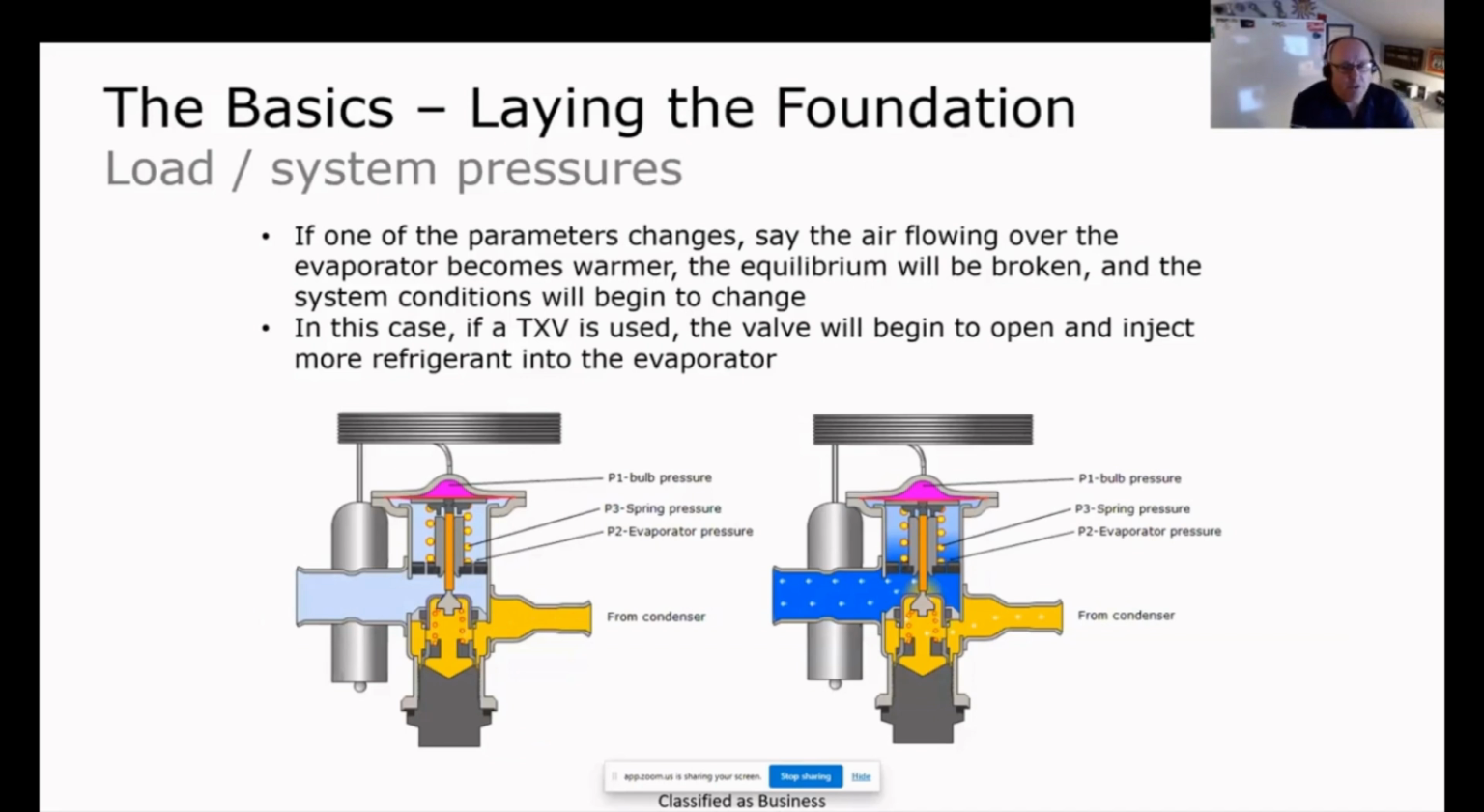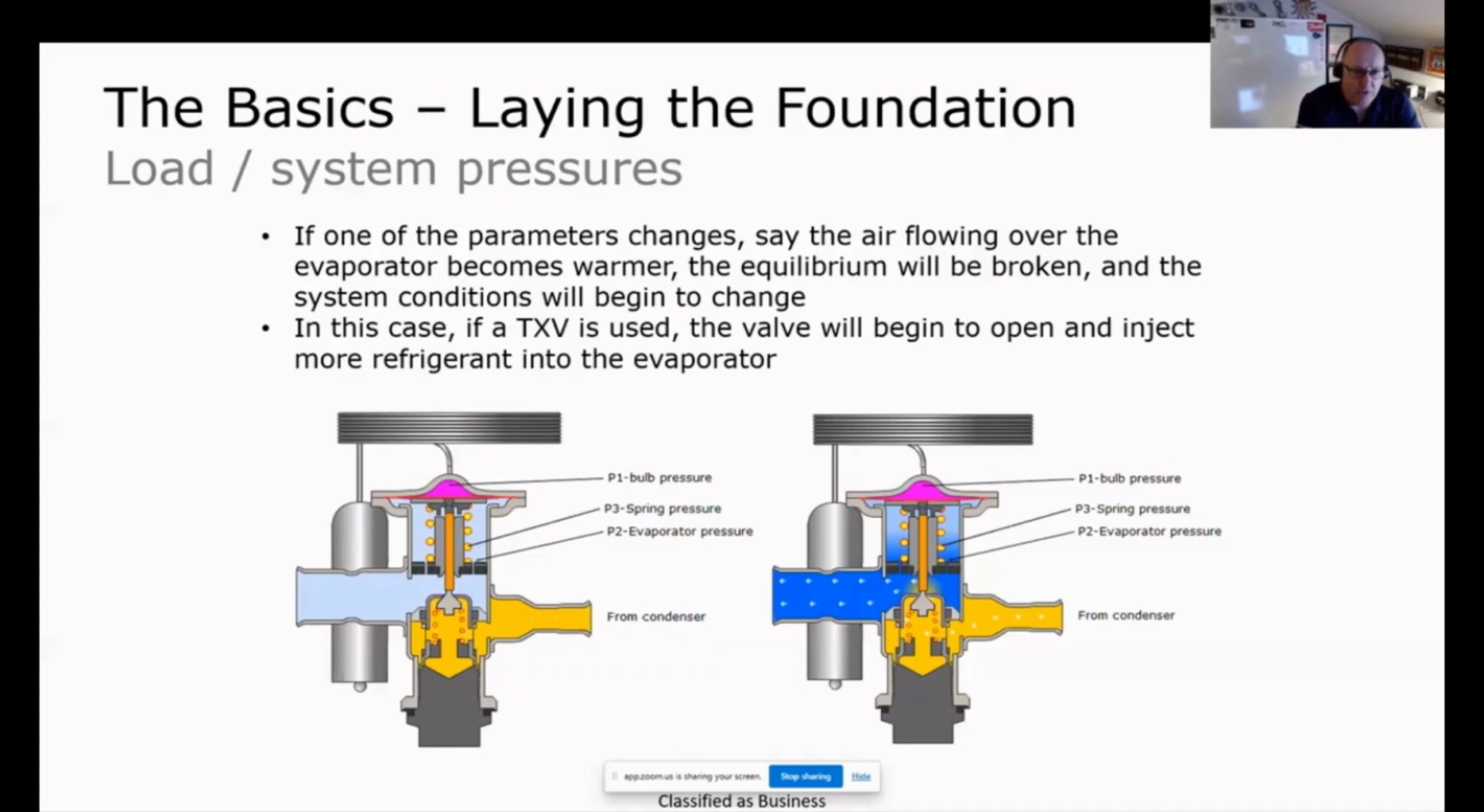So think of our expansion device. The expansion device on the left-hand side, as we say, is ticking along. It's providing refrigeration, but everything is the same. And then let's say one of the parameters changes. The airflow over the evaporator becomes warmer. Maybe somebody's opened the door of the cold room. Maybe somebody's put warm products in there. And that equilibrium will be broken and the system conditions will begin to change.